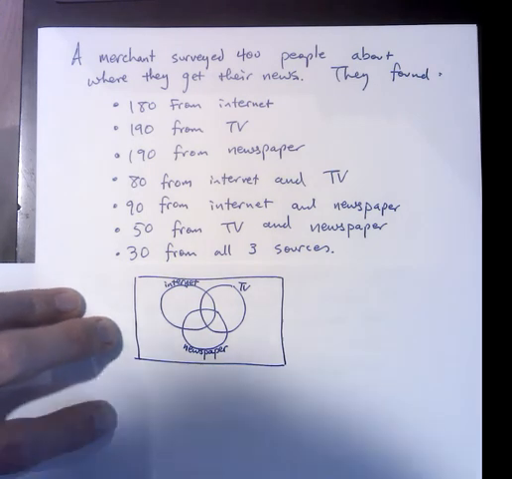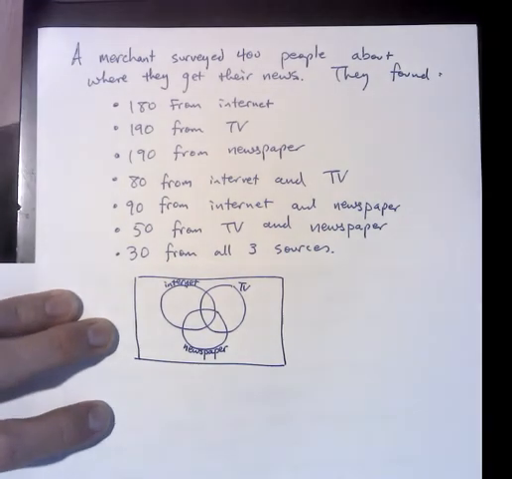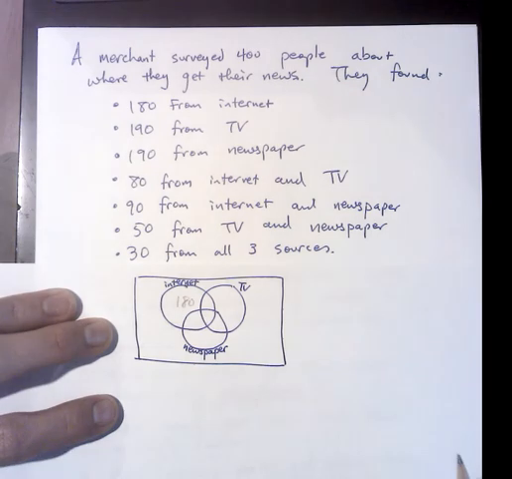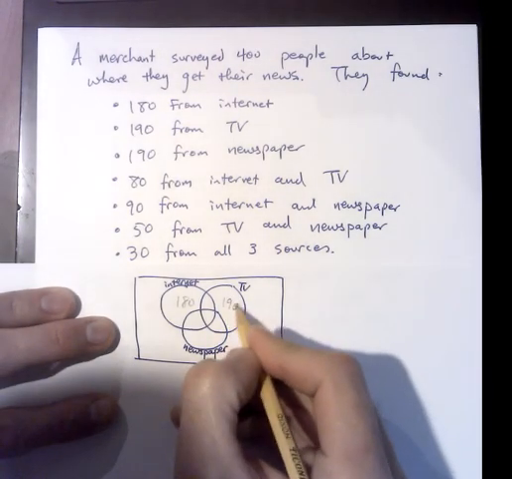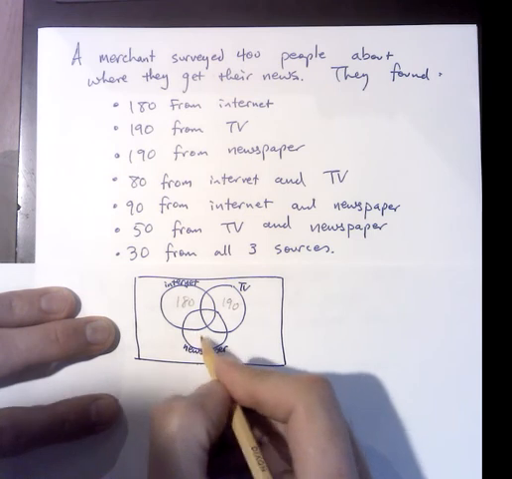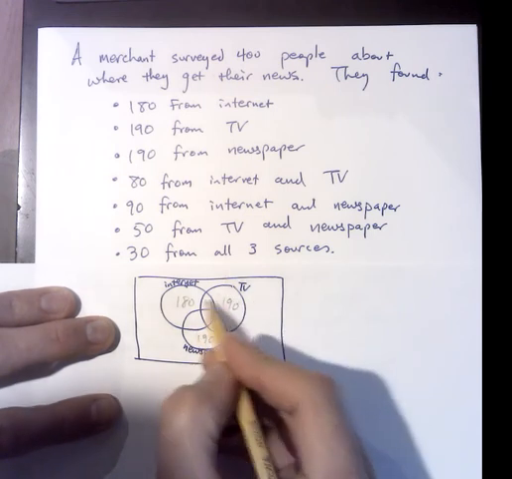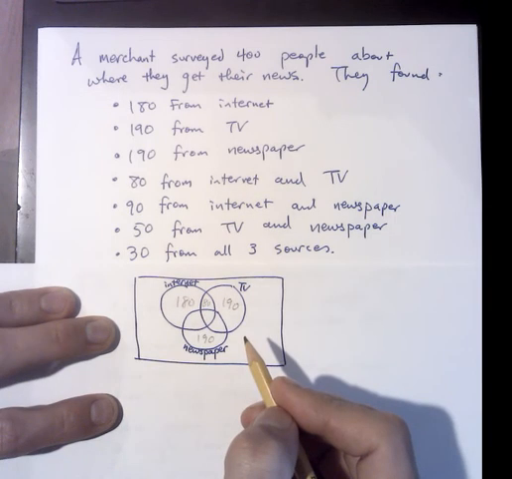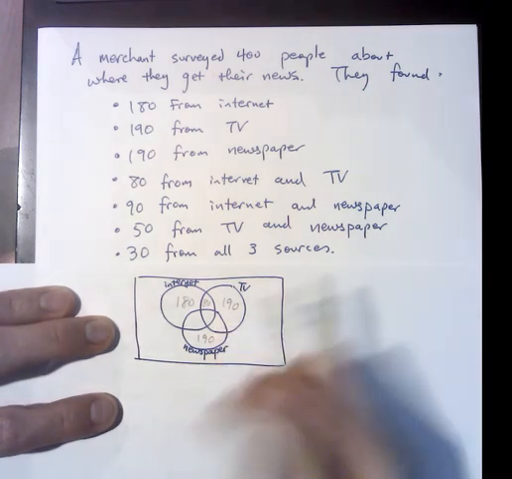Now, let me get a pencil here, because I'm going to make a mistake. It would be wrong of me to start filling in the numbers like this: 180 in the internet part, 190 in the newspaper, and then 80 in internet and TV. Why is this wrong? Because, like the problem states, there's 400 people that were surveyed, and we're already over 400 right here. So this isn't correct.